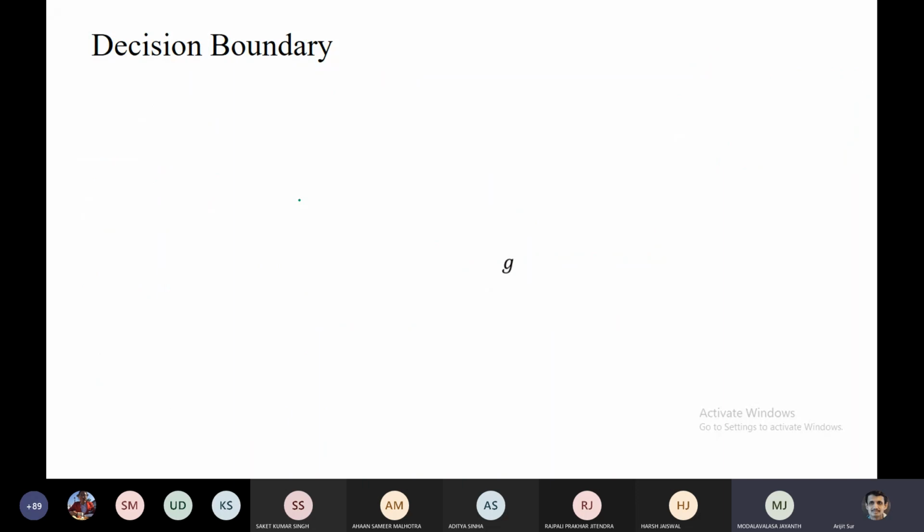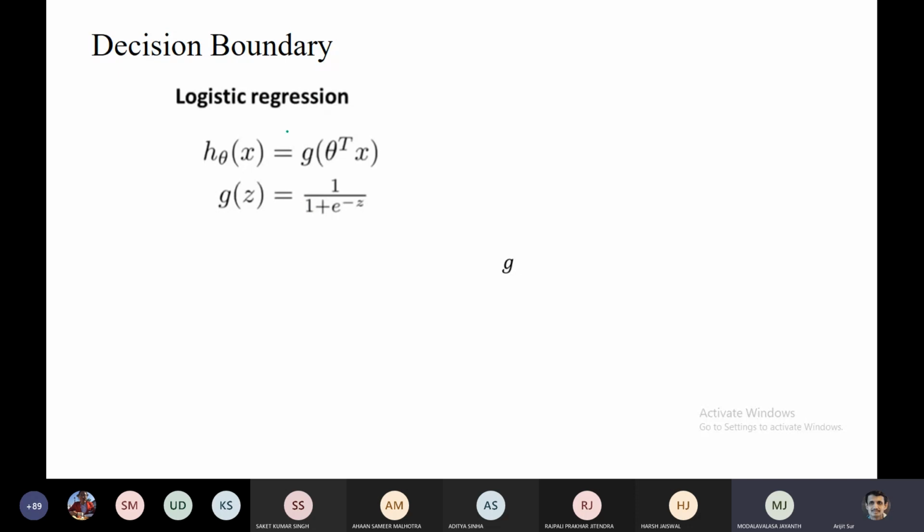Now another important thing is what is called the decision boundary. Okay, so what is logistic regression? h theta x is basically a sigmoid over theta transpose x, where g is 1 by 1 plus e to the power minus z. So this is logistic regression in a nutshell.